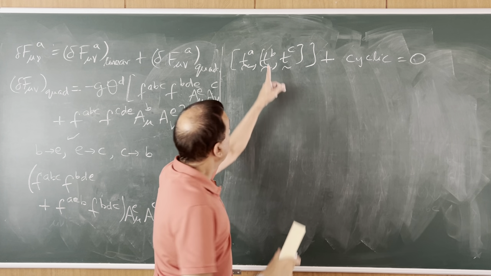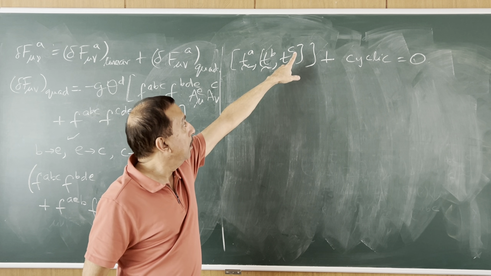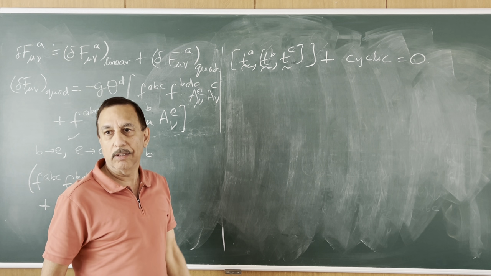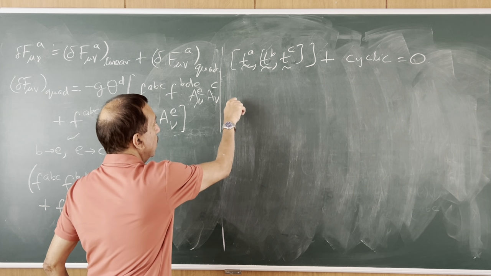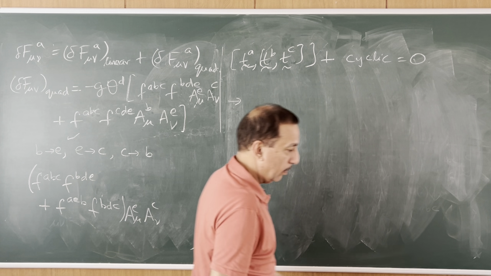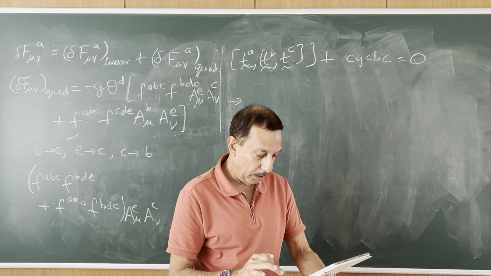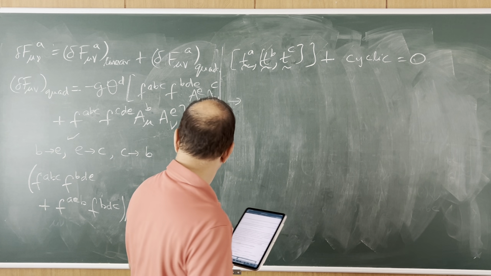But now, T with T gives me a structure constant, FBCD. And then the remaining T which comes out commutes with this and gives me a second structure constant. And so finally, this whole identity gives me an identity on structure constants. And that identity, in fact, is a very crucial part of group theory. And let me write that identity in the most useful form.